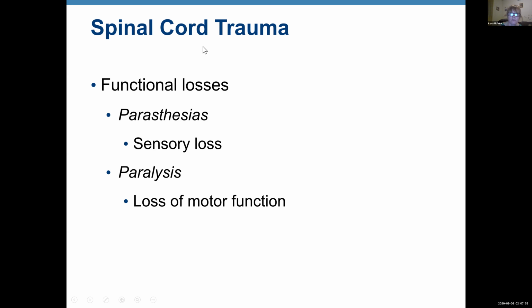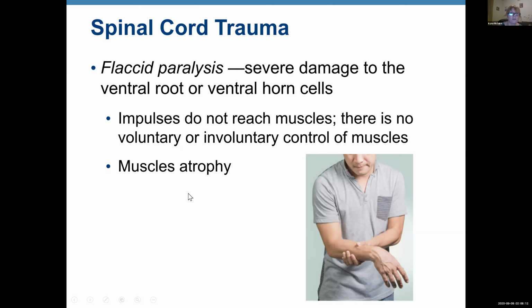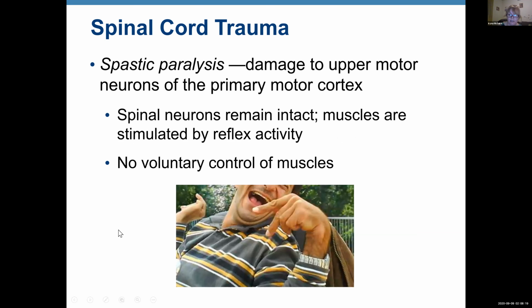So that was the homeostatic imbalances of the brain. Now a little bit about spinal cord trauma, because the spinal cord is a part of the central nervous system. So you can either lose sensation, paresthesia, or you can lose motion, that will be paralysis. When we're talking about paralysis, there are two major types: flaccid paralysis and spastic paralysis.